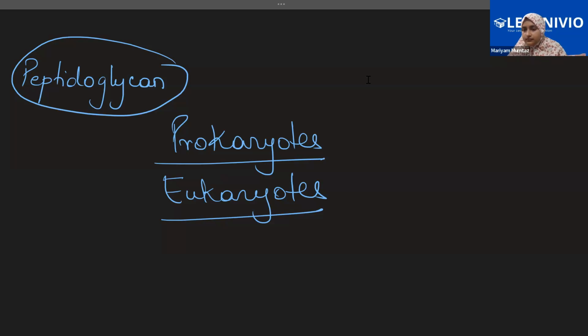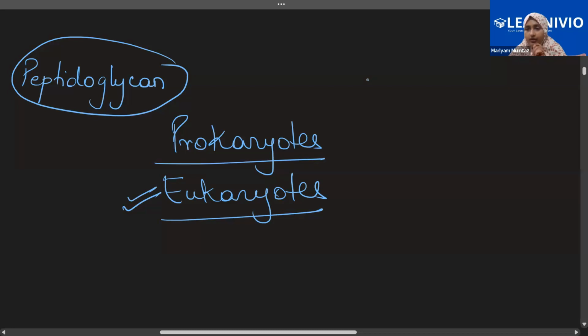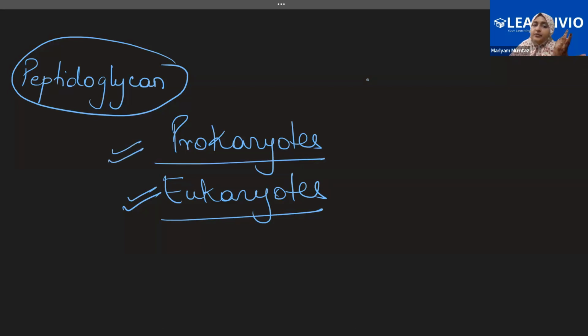Ma'am, eukaryotes are organisms having membrane-bound structures. Having a membrane bound nucleus, first thing to remember. Yes. Membrane bound nucleus and membrane bound cell organelles. If these two things are present in the organism, then that organism is a eukaryotic organism. But if they are absent, then that organism becomes a prokaryotic organism. Clear?